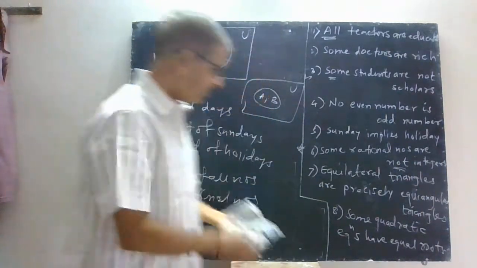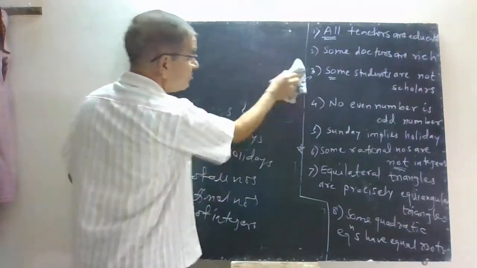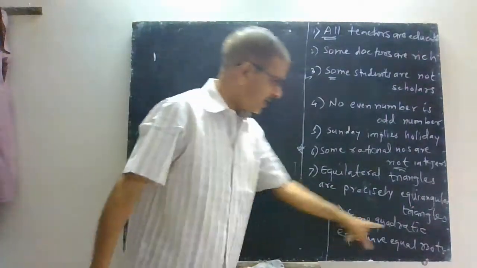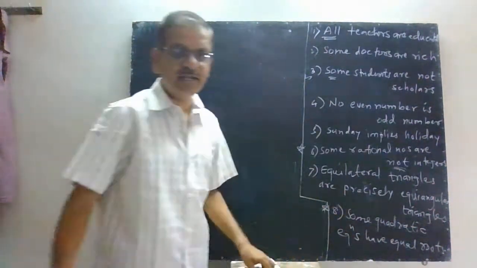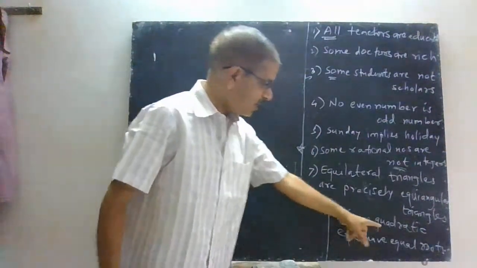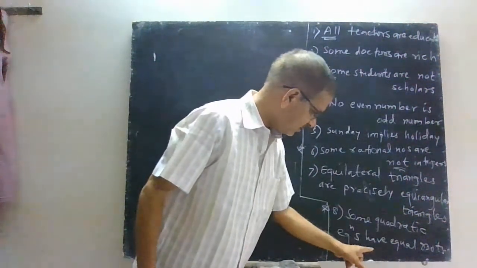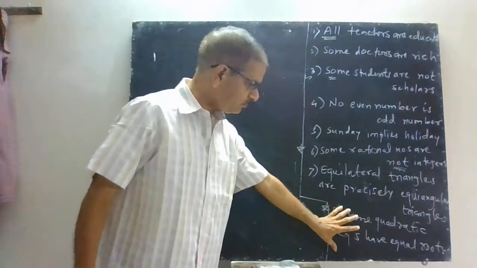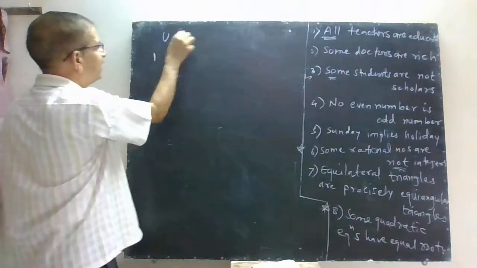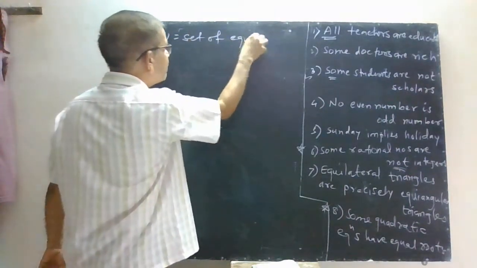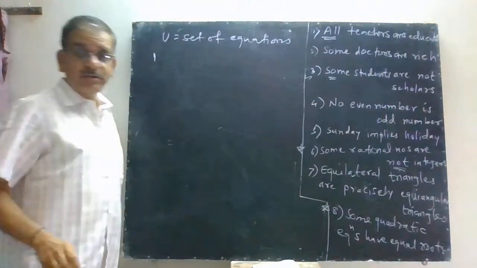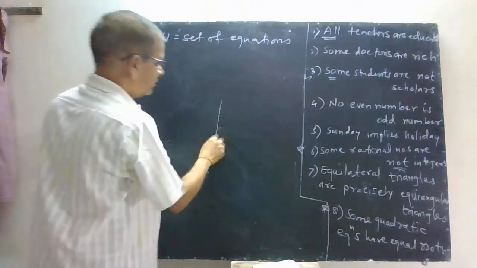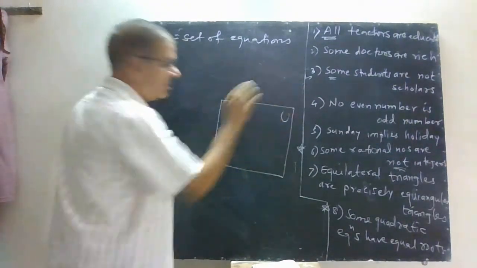And the last one, some quadratic equations, is a very important statement. I will make a star here because this is a special one. Some quadratic equations have equal roots. Now if you see, this is about equations, so you will take U as the set of equations, not quadratic equations. So don't mix two words together. Set of equations you have drawn. So this is your set of equations U.